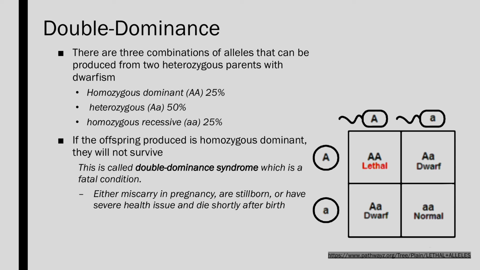You may think that a homozygous dominant offspring from parents with achondroplasia would also suffer from the disorder. However, this is not the case. This is due to something called double dominance, which is a fatal condition. Since a child with double dominance will not survive, the only other genotype is homozygous recessive, meaning they will not have achondroplasia, which is why the only genotype that achondroplasia can occur with is a heterozygous one.